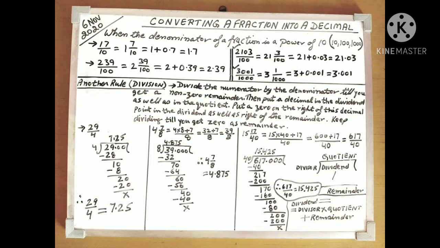While converting a fraction into a decimal, the first case we come across will be when the denominator of a fraction is a power of 10, right? If you see these examples, example number 1, 17 by 10, we write it as a mixed fraction 1 plus 7 by 10, which is written as 1 plus 0.7, that is 1.7.